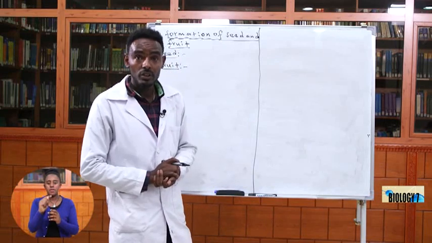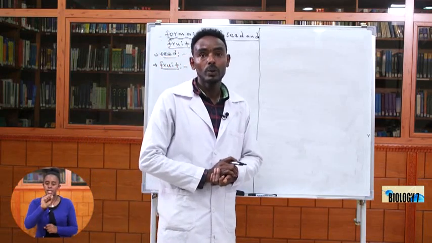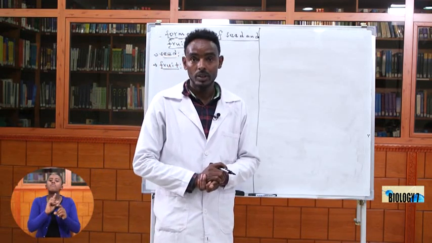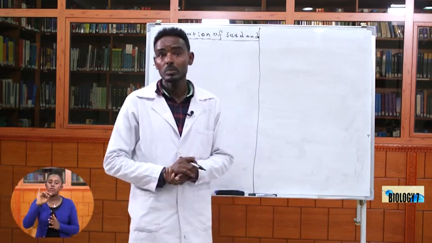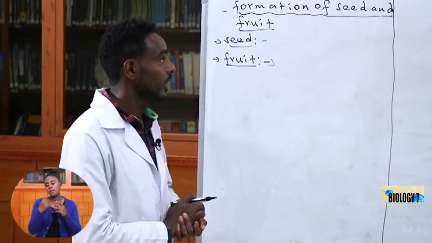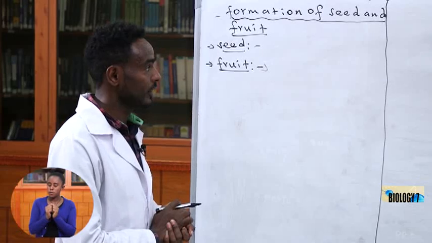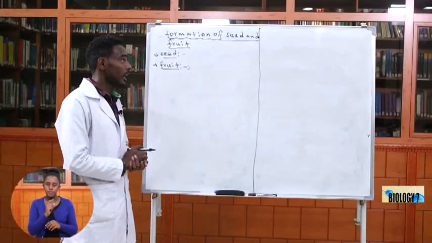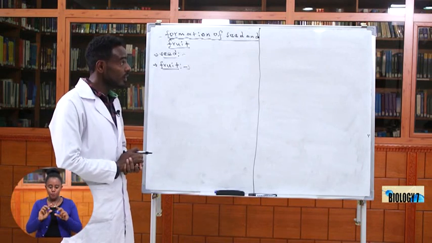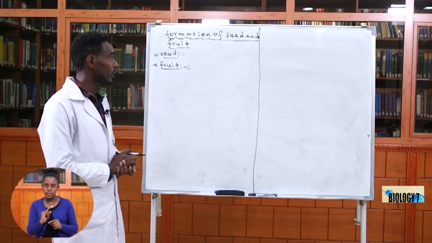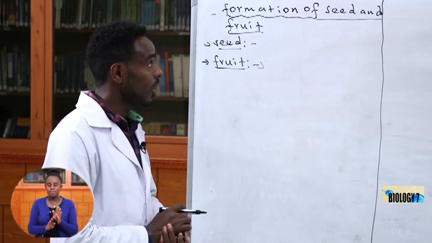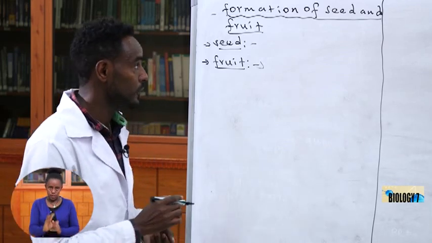Today we start a new topic, which is talking about the formation of seed and fruits. Dear students, what does fruit mean? Let us see together a definition of seed and fruit. Fruit is a matured ovary, because the ovary develops into a fruit, and the seed is a matured ovule. Ovule is developed into a seed.